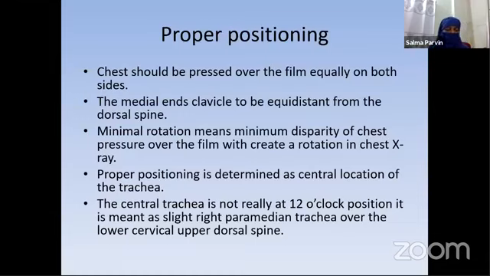Then our next part of studying the normal chest X-ray is the proper positioning. Each and every step of studying an X-ray needs proper positioning. Why is it important?